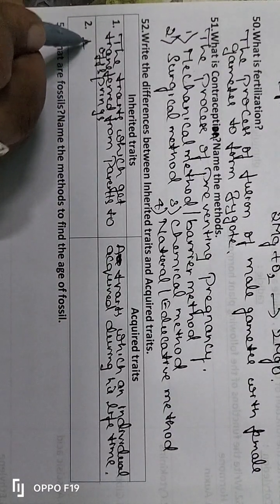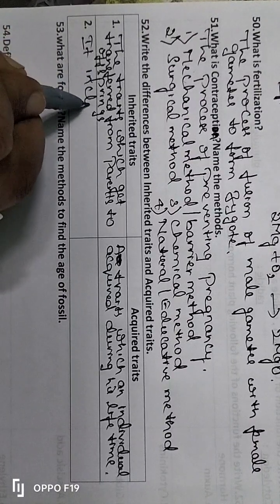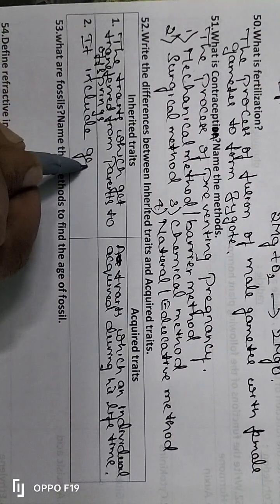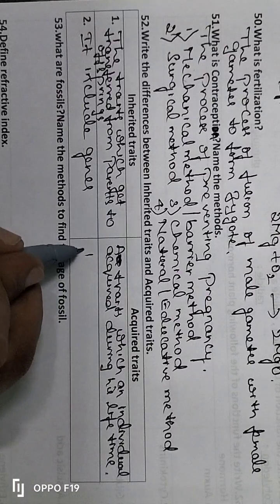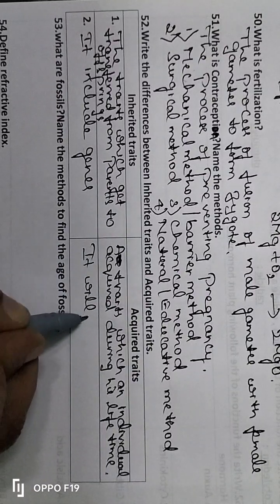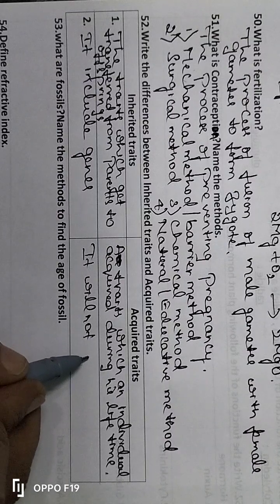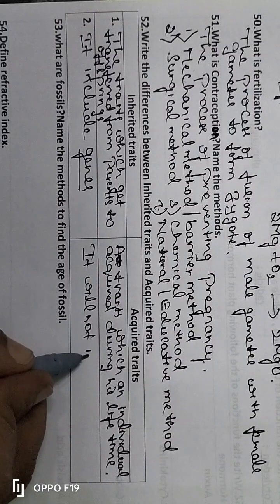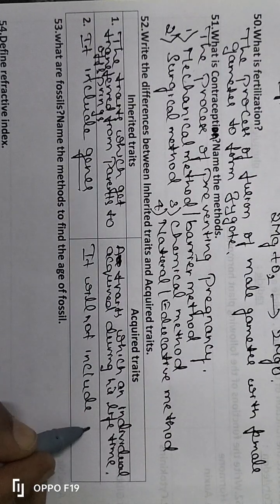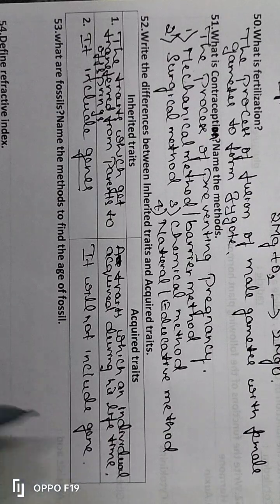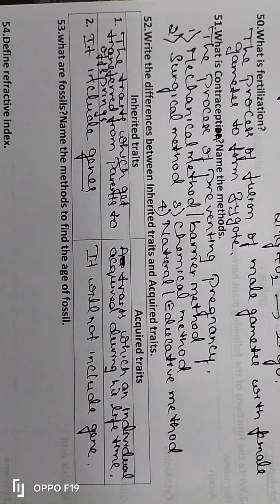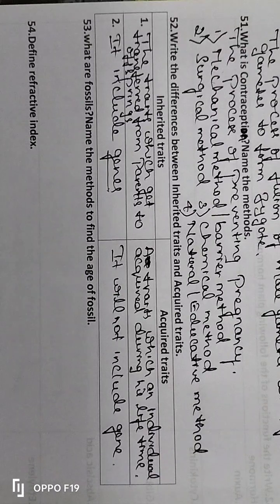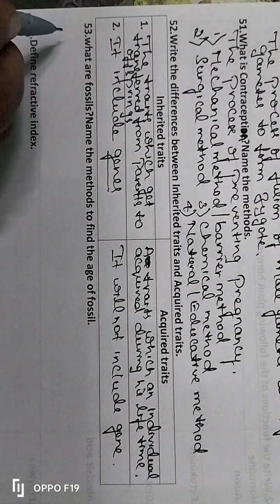Then inherited traits include genes. Then what about acquired traits? It will not include genes. Inherited traits include genes, but acquired traits will not include genes. So genes are not included in acquired traits, but genes are included in inherited traits. So these are the differences between inherited traits and acquired traits. Then coming to 53rd question, that is, what are fossils?